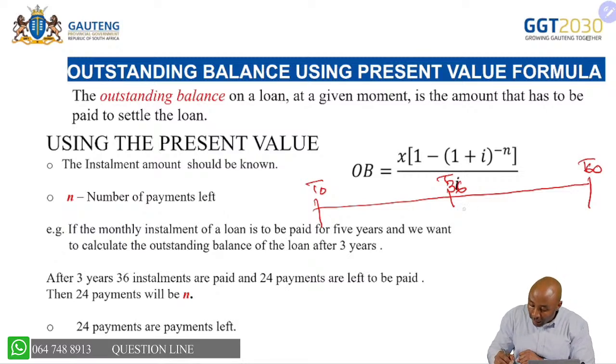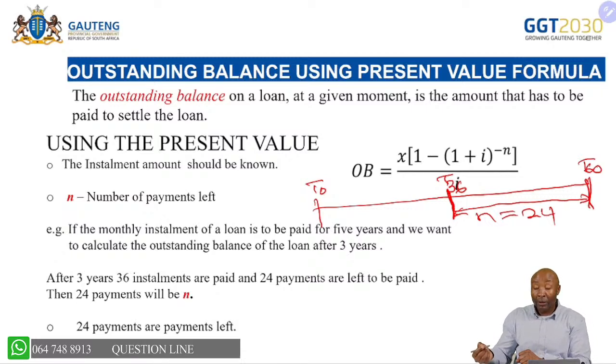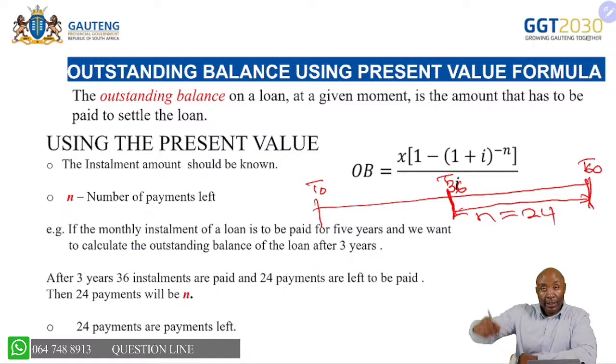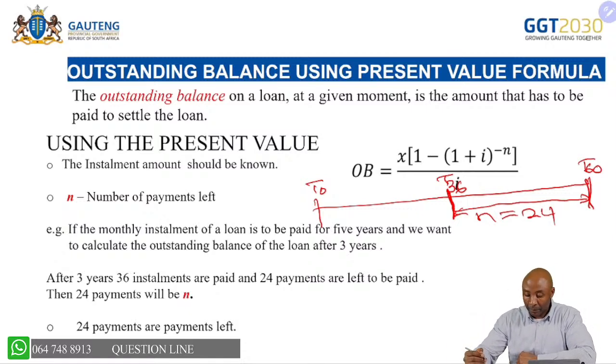So the outstanding balance is the amount that has to be paid from T36 up to T60, and you will get our N in this case is equal to 24. Then we substitute into our formula because we have 24 payments that are still to be made. We are not using 36. 36, remember, is the M, the number that have been paid up to date.